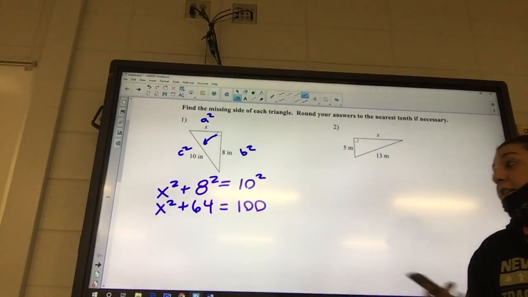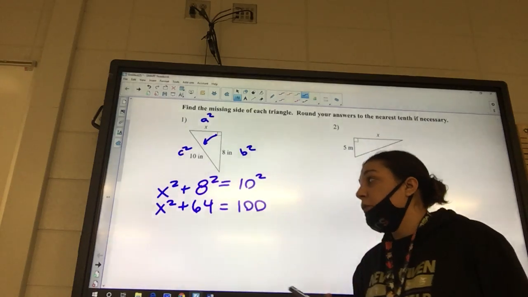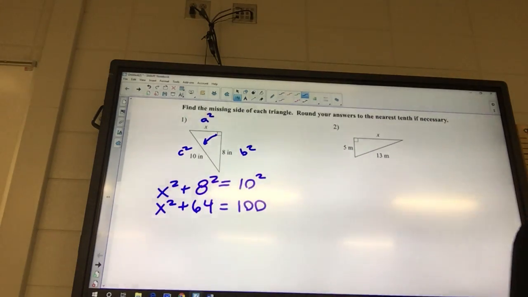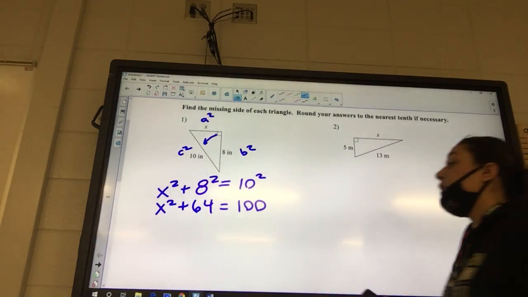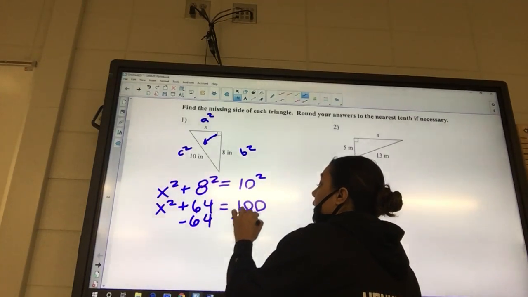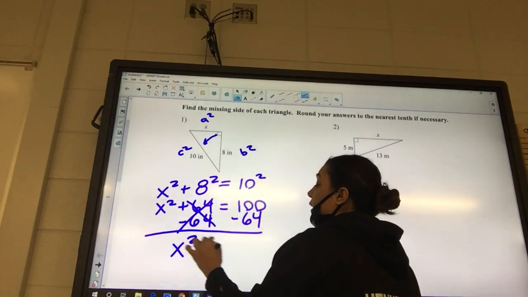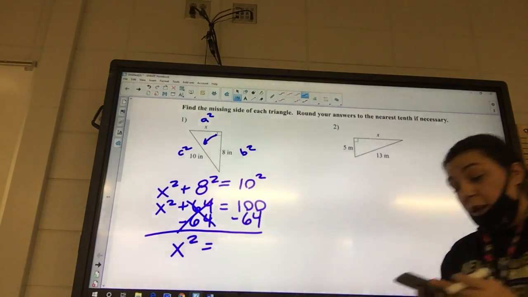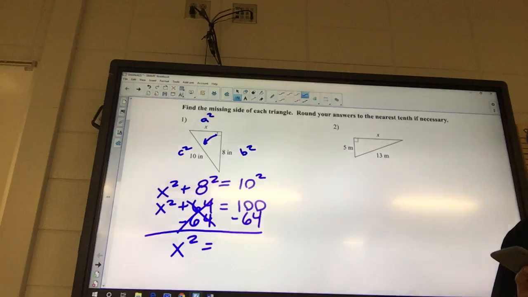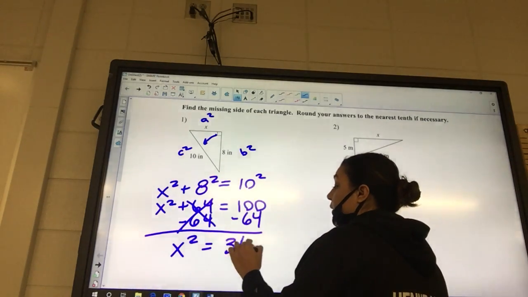Okay, and so our next step would be we need to get x by itself. So what needs moved? The 64. So we're going to say minus 64 on both sides. Okay, and so on the left side I got x squared equals, and 100 minus 64 is going to give you 36.